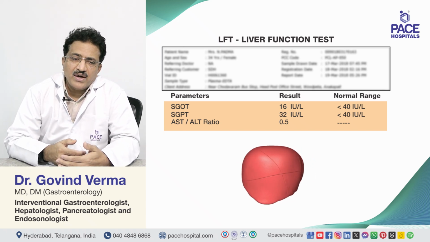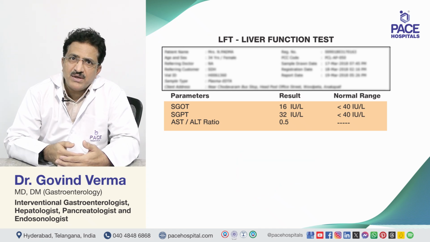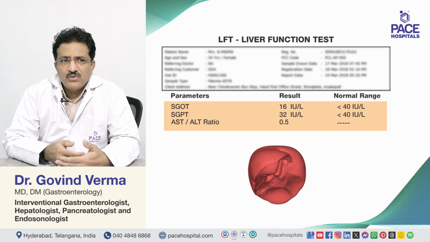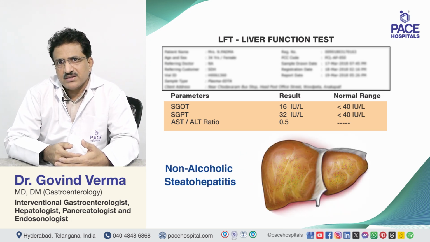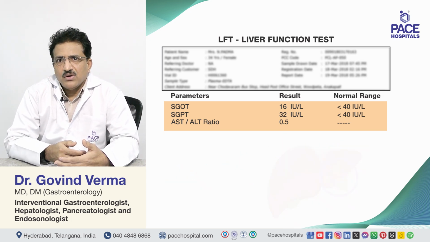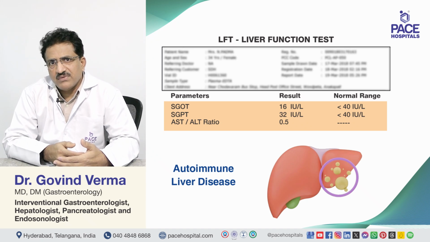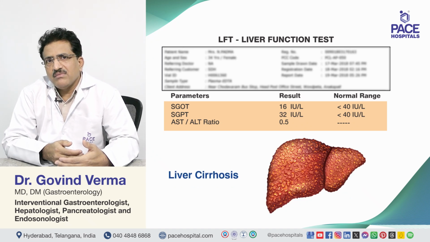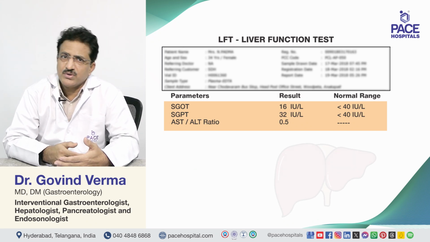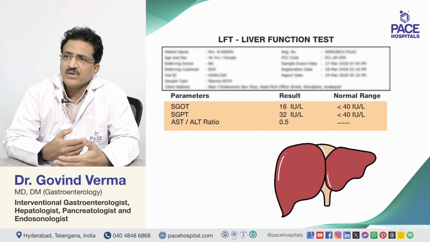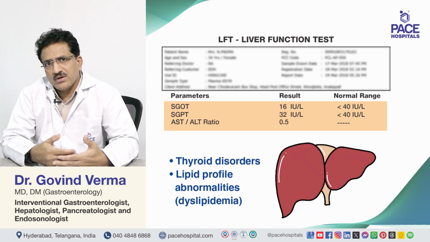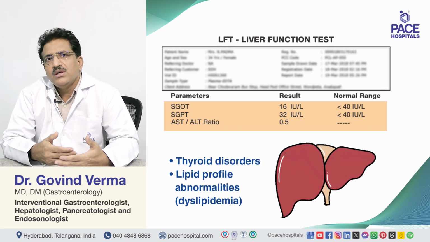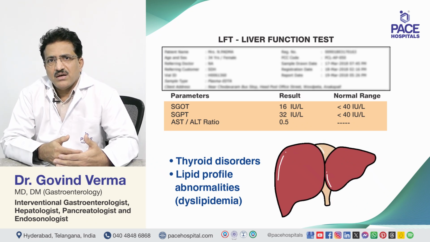dysfunction. So if I get a patient who has SGPT and SGOT elevated around 4 to 5 times, I will consider non-alcoholic steatohepatitis, fatty liver disease, autoimmune liver disease, sometimes cirrhosis can be a possibility as a cause for the liver disease. You can also get elevated SGPT, SGOT in thyroid disorders, lipid profile abnormalities, dyslipidemia. All these disorders can give an elevation around 4 to 6 times on an average from the baseline.